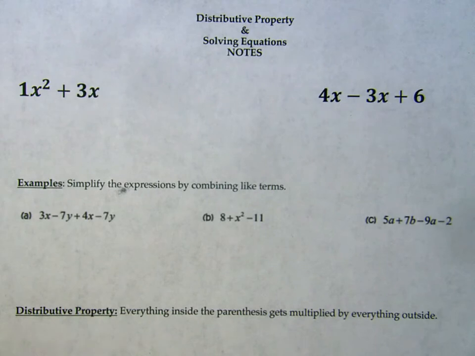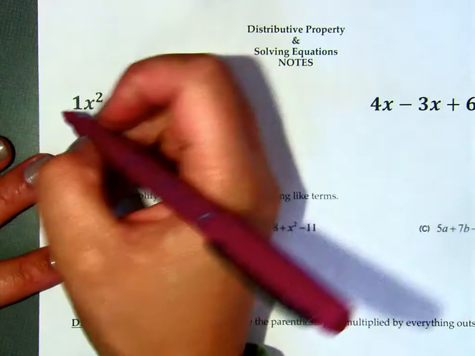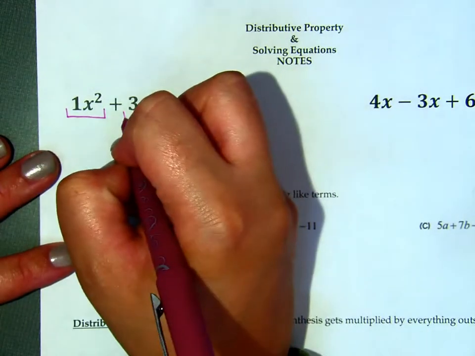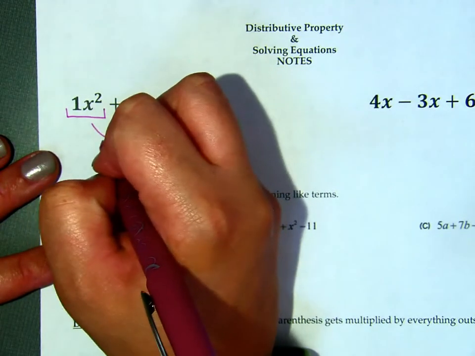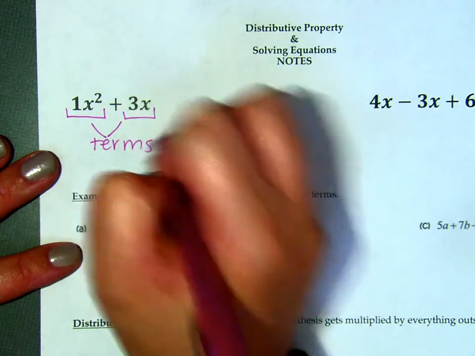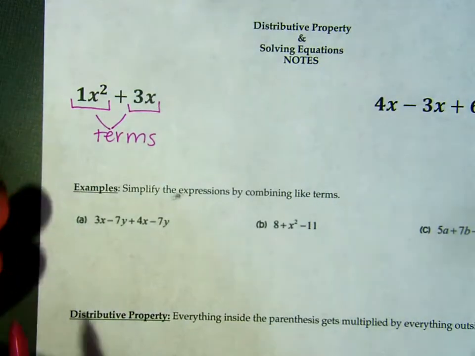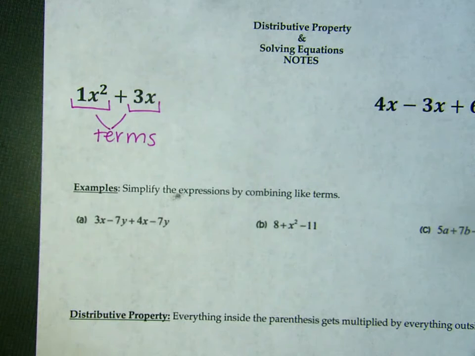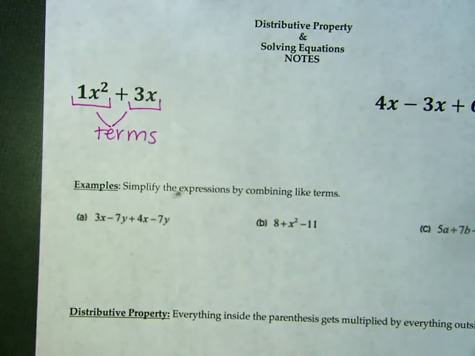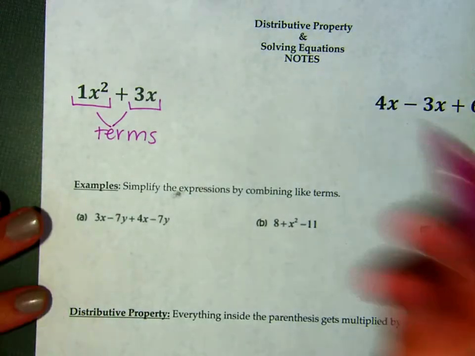Alright, our notes today are going to cover the distributive property and solving equations, but one of the first things that we should probably talk about first is this idea of terms and like terms. So in our first equation, one of the words you defined was this idea of a term. Terms are parts of expressions or equations. They're in between the addition signs or the subtraction signs, and these are what we add or subtract together.